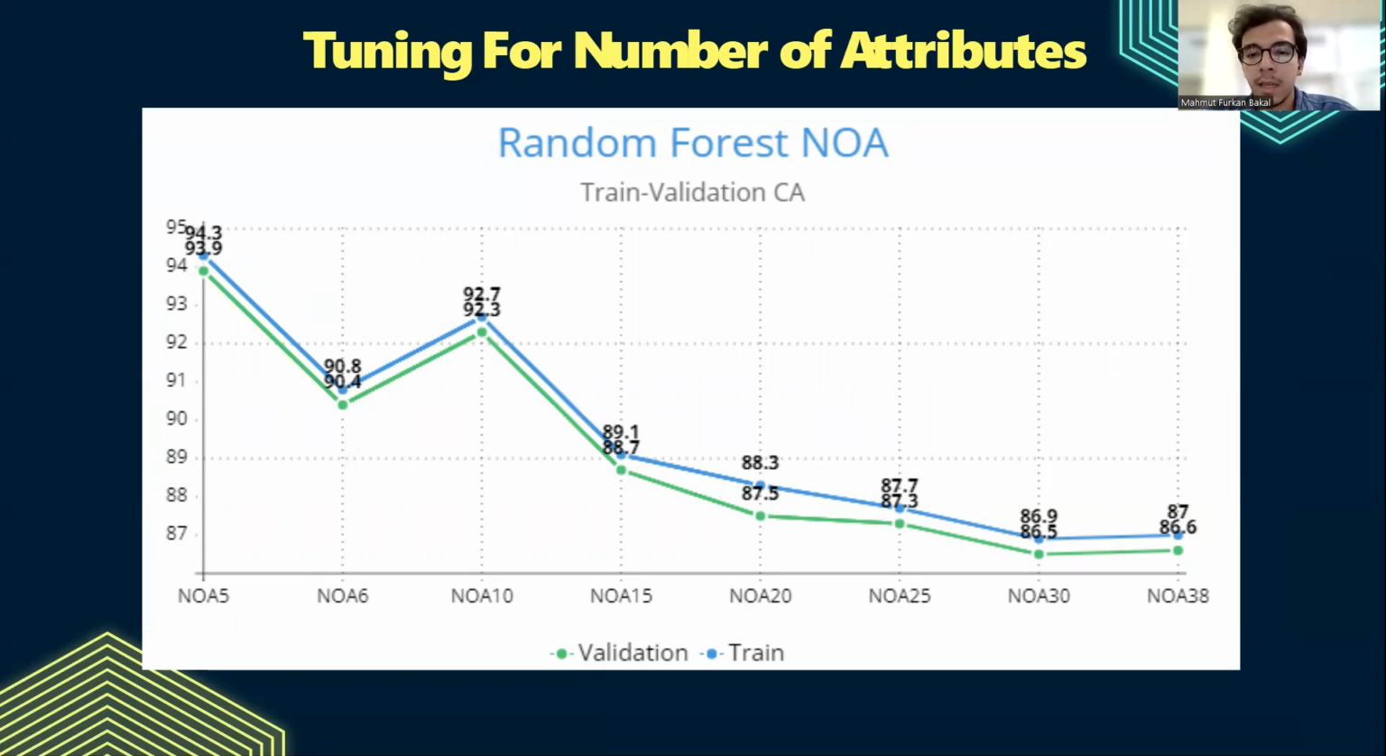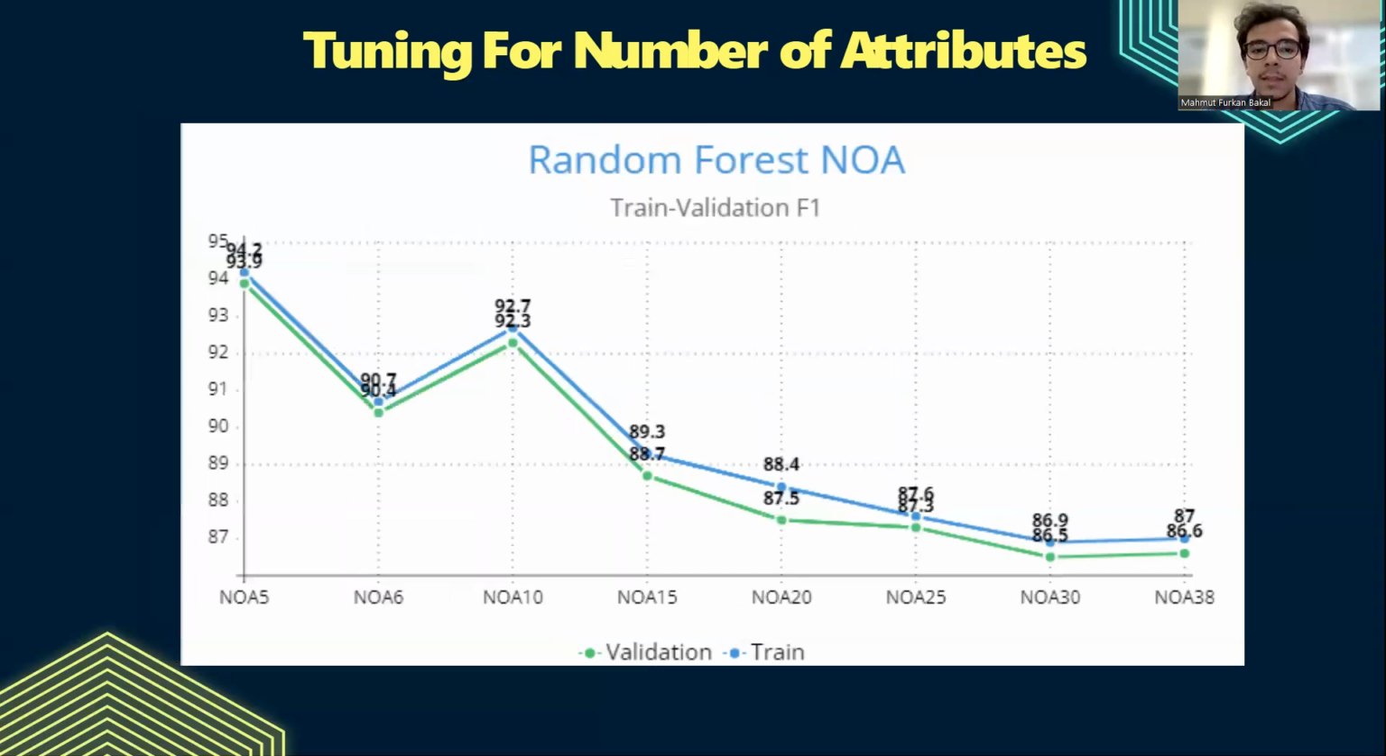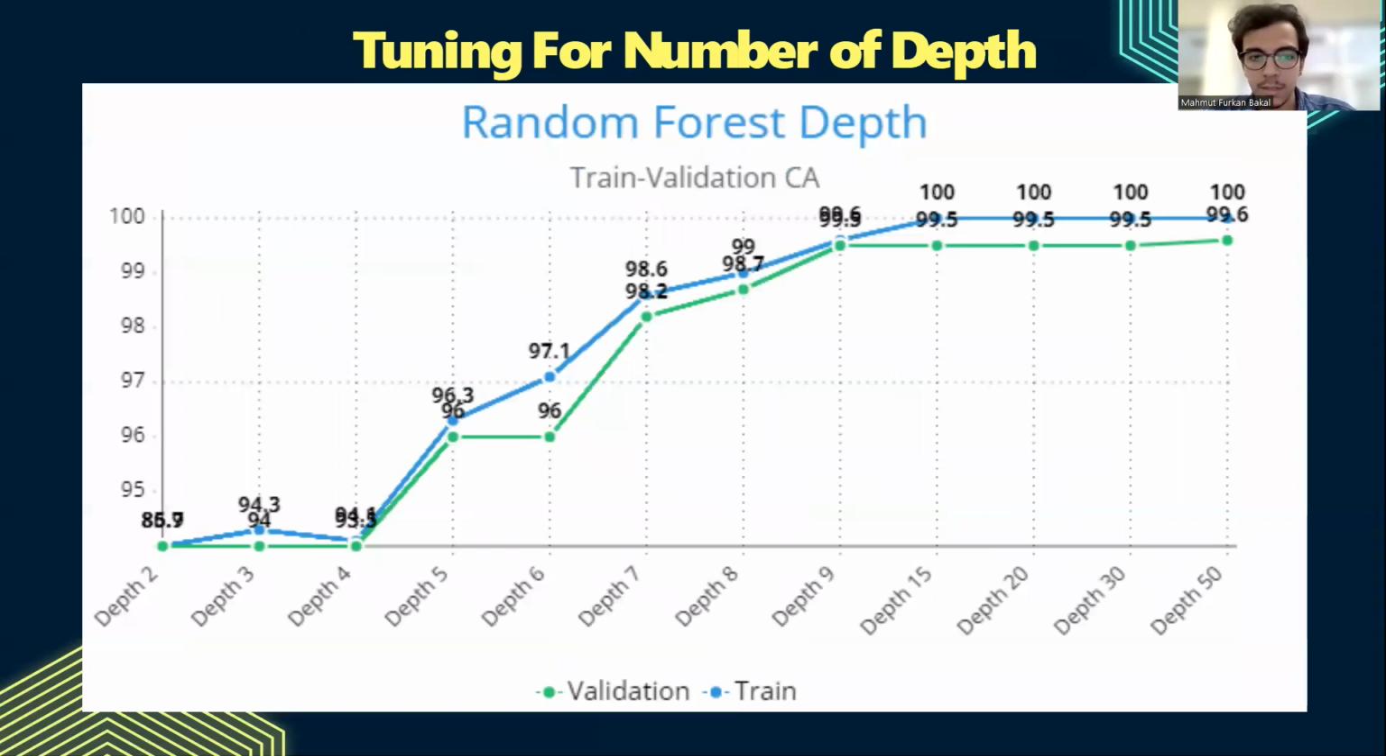But as you can see in the table, while the number of trees is 13, in both CA and F1 score we got the highest result with number of attributes 5. So we choose this value, 5. Next slide, please. And after that, next slide, please. Again, that's our F1 score, and we got the same result.